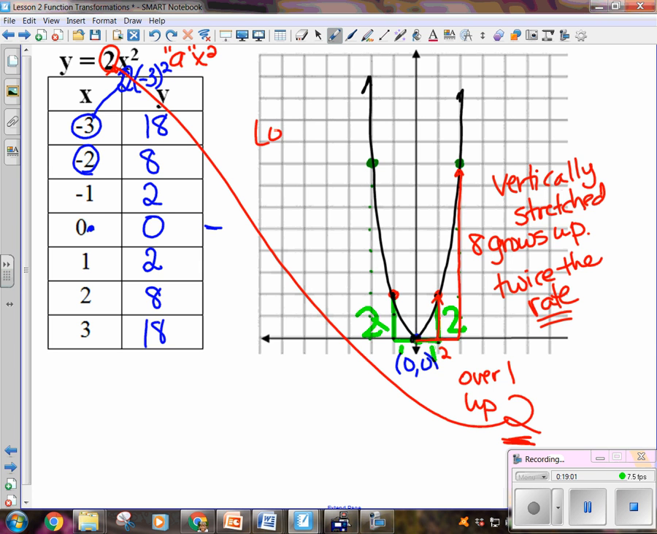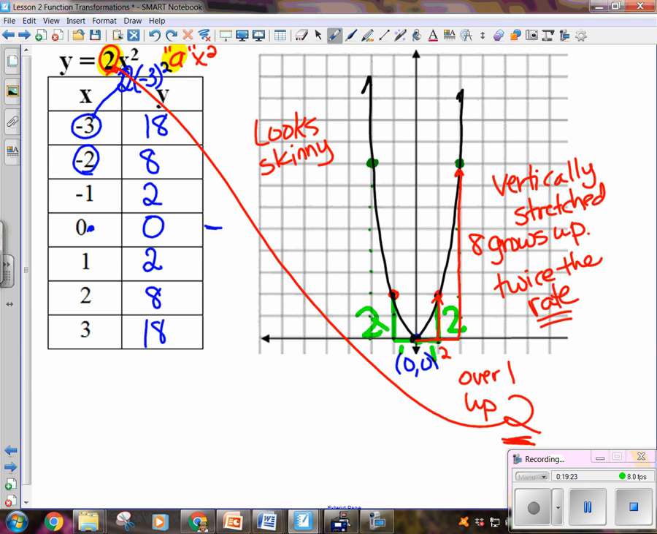Now, something that we could observe is that it makes this one look kind of skinny. It looks like it hugs the y-axis, okay? So it's like it pulls it in. So that's what a graph looks like when you put a number bigger than 1 in the front, or what we call an A value bigger than 1. So right here's my A value, which is that number in front.